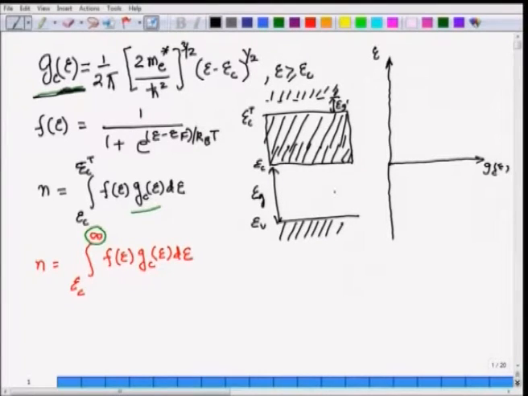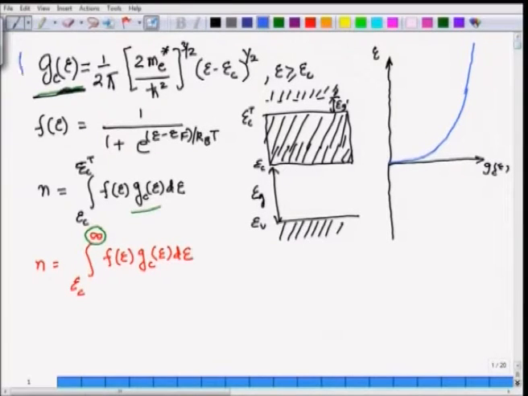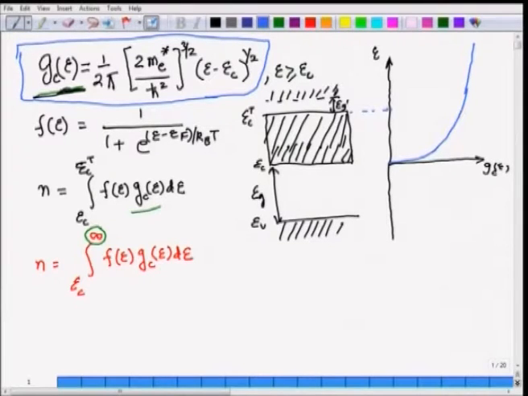So, we start plotting from this point on. It goes as square root in energy, so this plot will look something like this. This is the function I have just plotted. But the objection to it was that if I look at the top of the band, when you reach this energy, then obviously the density of states must become 0, because there is a band gap after that.